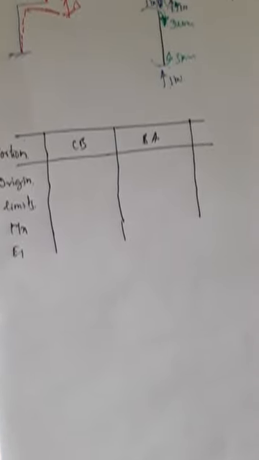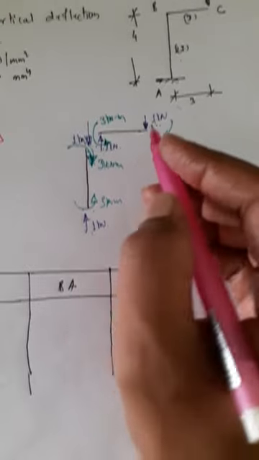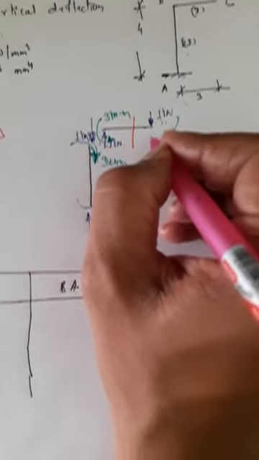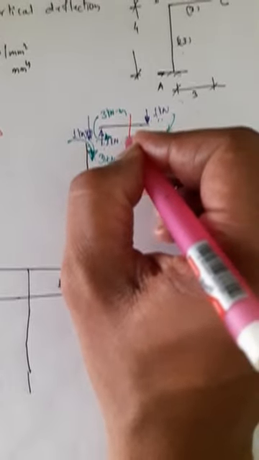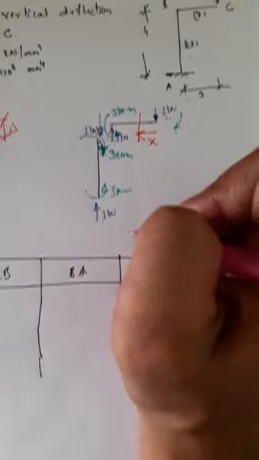Now let me start with point C. From C, I am going to take an imaginary section like this. It has to start from C and go till here. Let this distance be x.